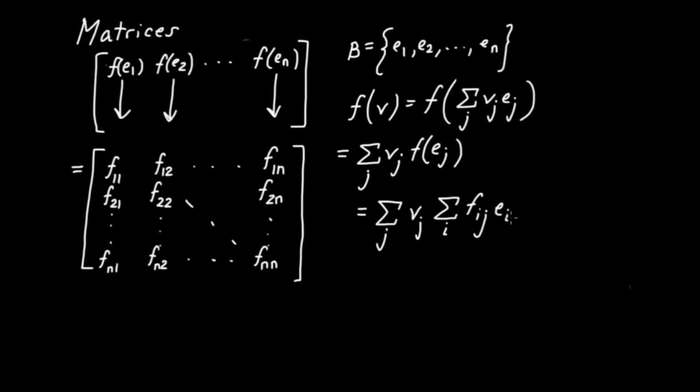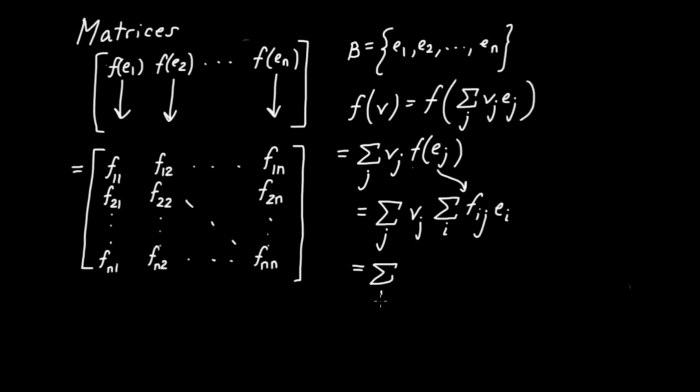And since it's the ith component, this is also going to be e sub i. So this here is just the expansion of this written as a linear combination of the basis vectors. So sum over i of f ij times e sub i. Now, since v sub j has no i's in it, we may move this back in here. And v sub j and fij are just scalars, so we may commute those.